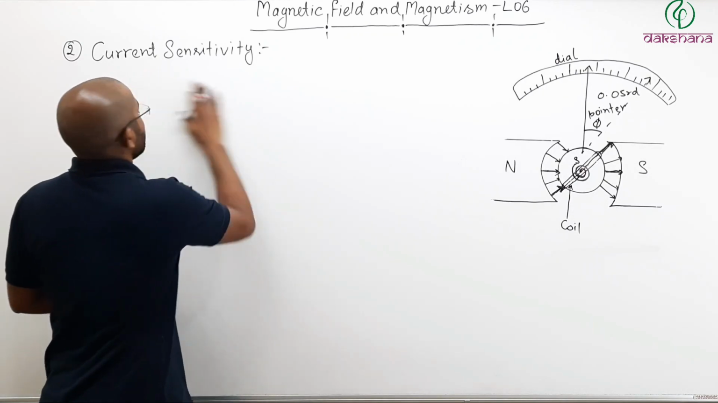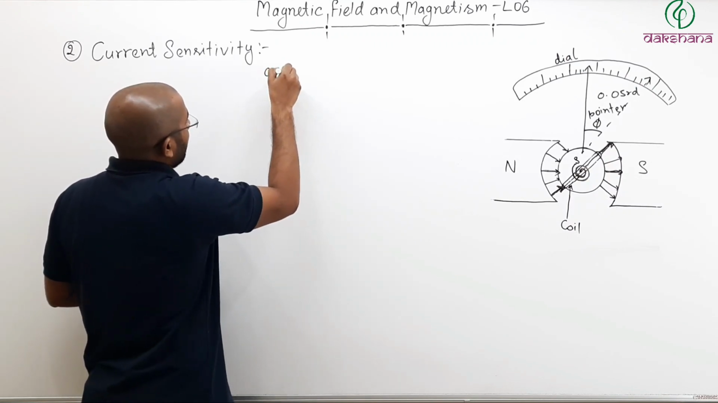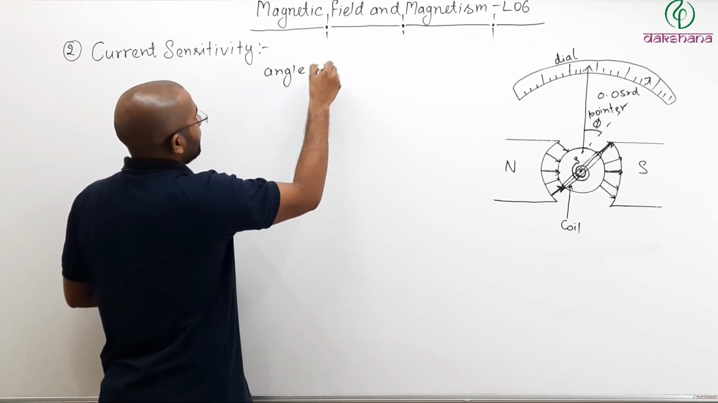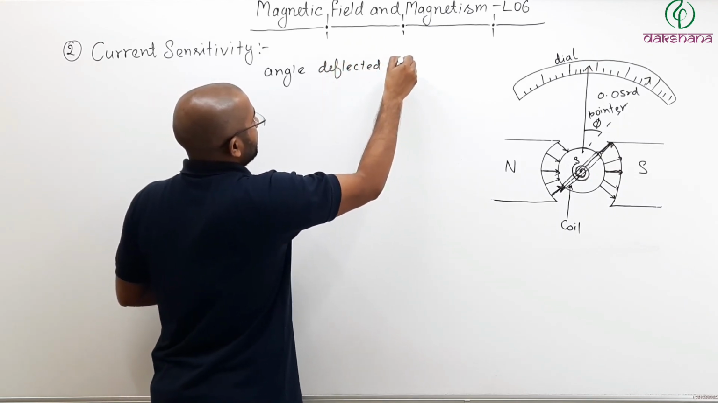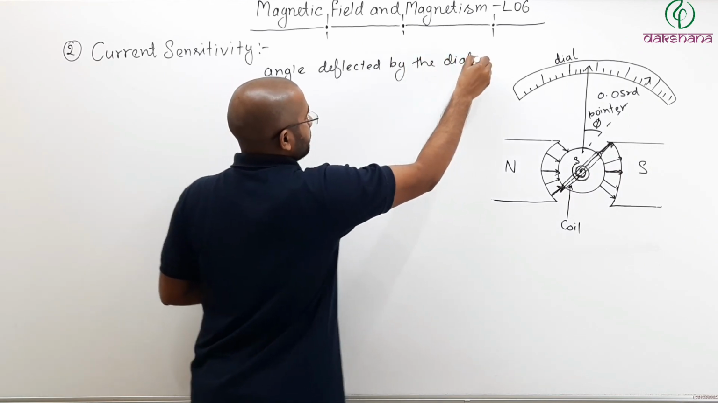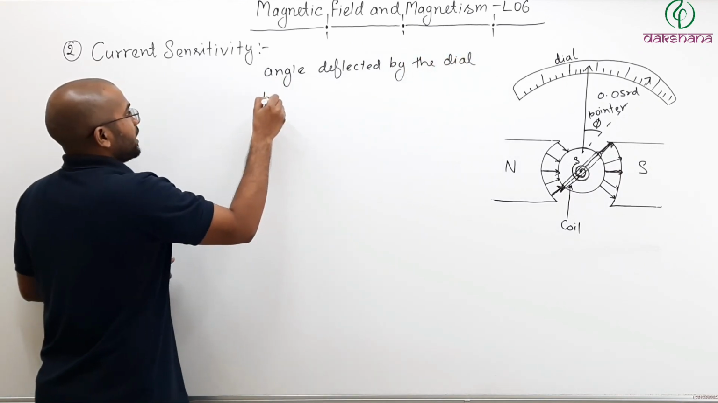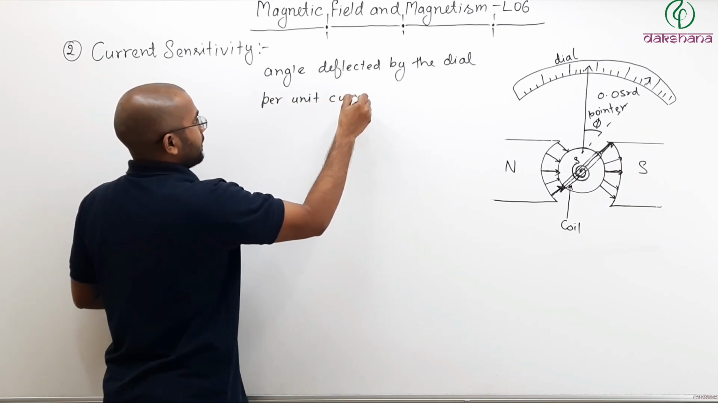So what is current sensitivity? Current sensitivity is nothing but the angle deflected by the dial per unit current.